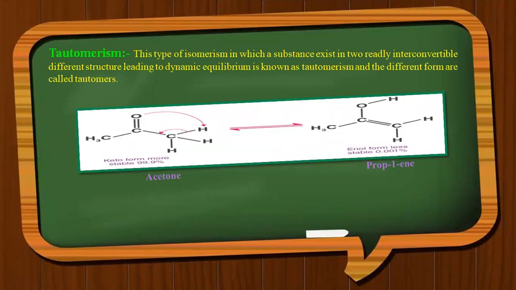Now come to tautomerism. What is tautomerism? This is a type of isomerism in which a substance exists in two readily interconvertible different structures. So what is an interconvertible different structure? When I go to the next unit, unit 2, there is a topic called conjugated dienes. In that, I will discuss more about this interconversion of atoms of a compound.